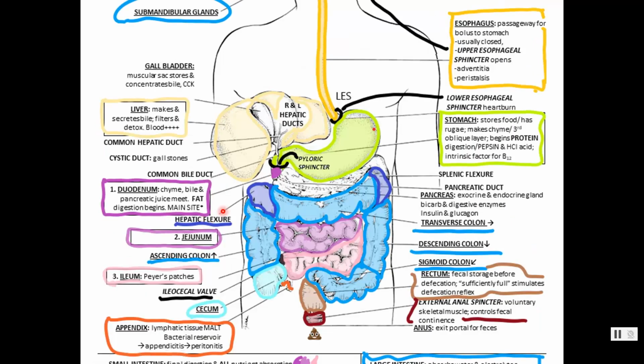Okay, so now we're going to color the accessory structures. This large organ over here is the liver. It is your largest internal organ. Your largest organ is your skin. The liver has a whole lot of functions.